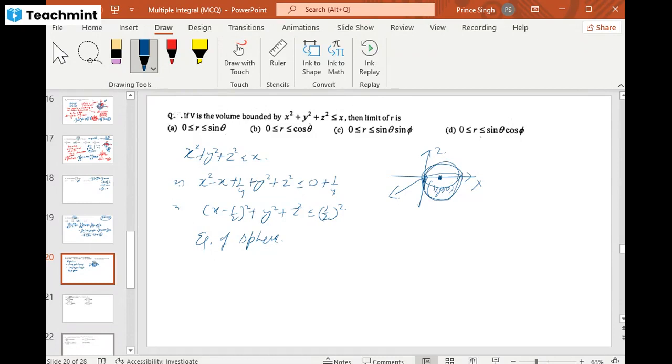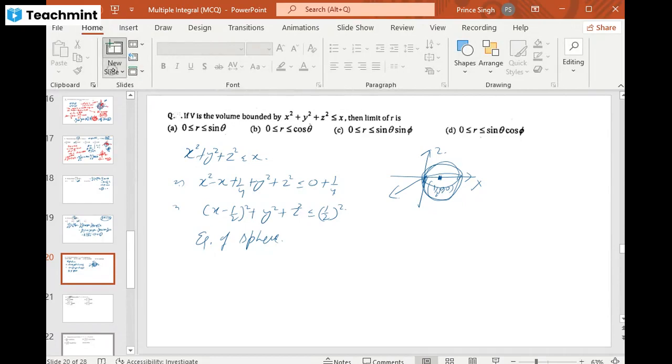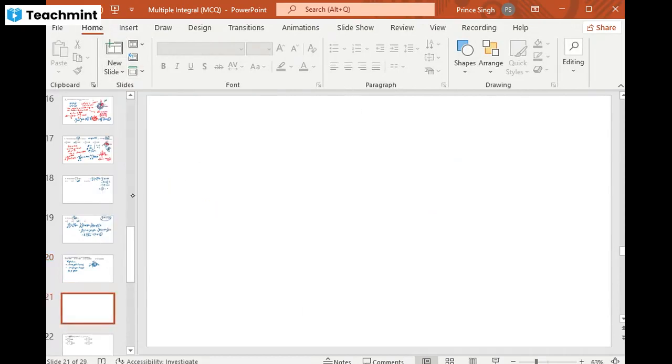So what we need to do is convert it into the spherical polar coordinate system. Firstly, we need to understand the spherical polar coordinate system, right? Let us consider one additional slide here. So what is the spherical polar coordinate system? In this case, we are going to transform the variables x, y, z to r, theta, and phi.